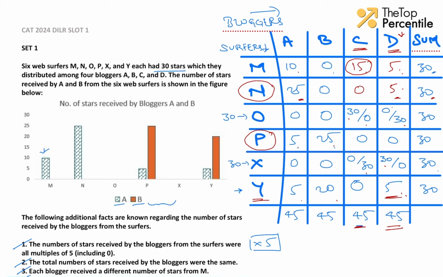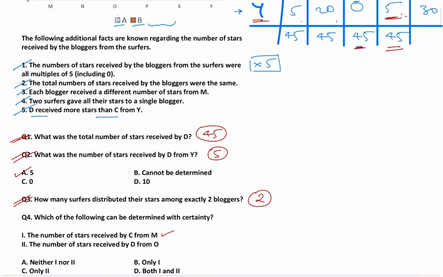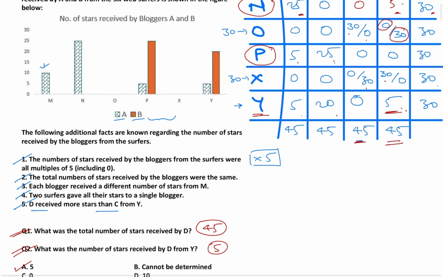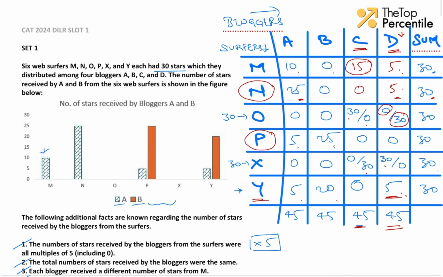Okay, so now the value will either be 0 or it will be 30. So I can't say it with certainty, which means the second point I cannot determine with certainty, which means my answer will be only one, which is option B. So question number 4 is done as well. So pretty good set. Let's move on to the next one now.